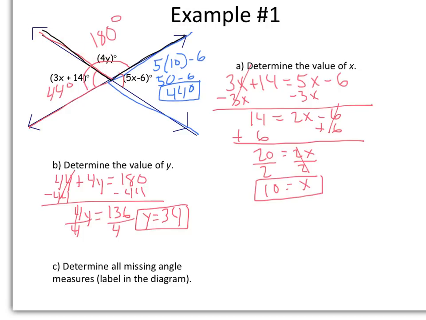Let's do that. When I plugged in 34 for y in this expression, I get 4 times 34, which gives me 136 degrees. So this black angle is 136 degrees. But remember, this angle and this angle are vertical angles. So if this angle is 136, I don't need to do any math. I already know that this angle also is 136 degrees. And I think that wraps up this problem.